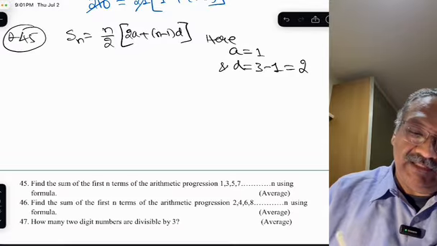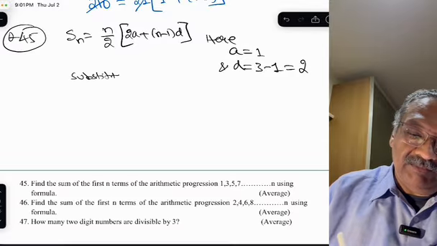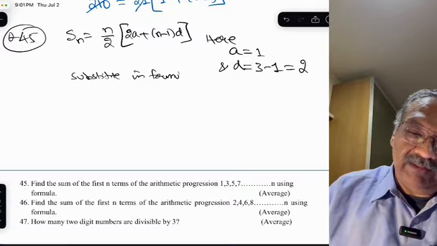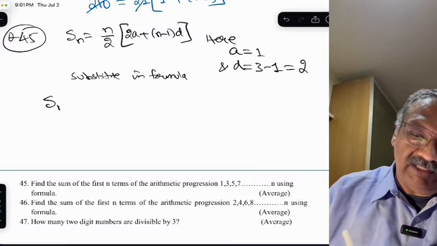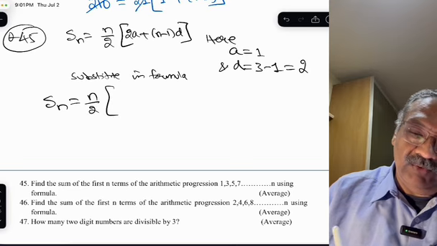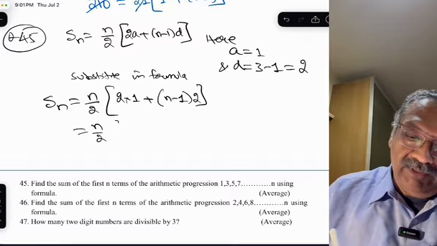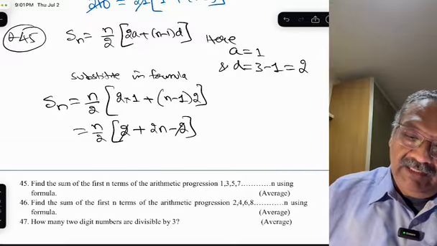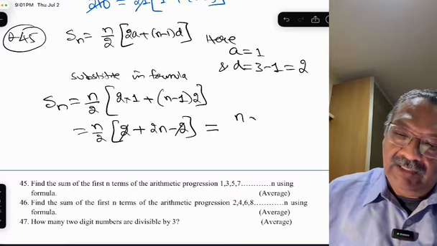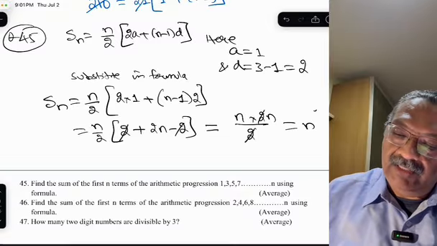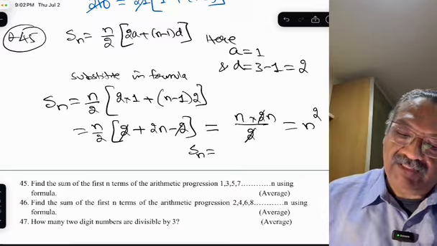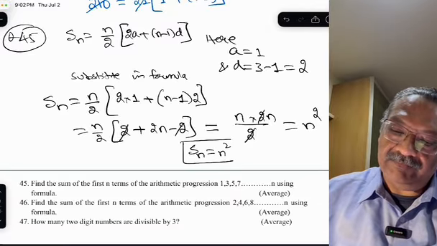So substituting these in the formula, we get sum of first n terms, Sn is equal to n by 2 into 2 times A, which is 1, plus n minus 1 into D, which is 2, which is equal to n by 2 into 2 plus 2n minus 2. n by 2 into 2n, 2 is cancelling, so it is equal to n square. So we have sum of first n terms is n square.